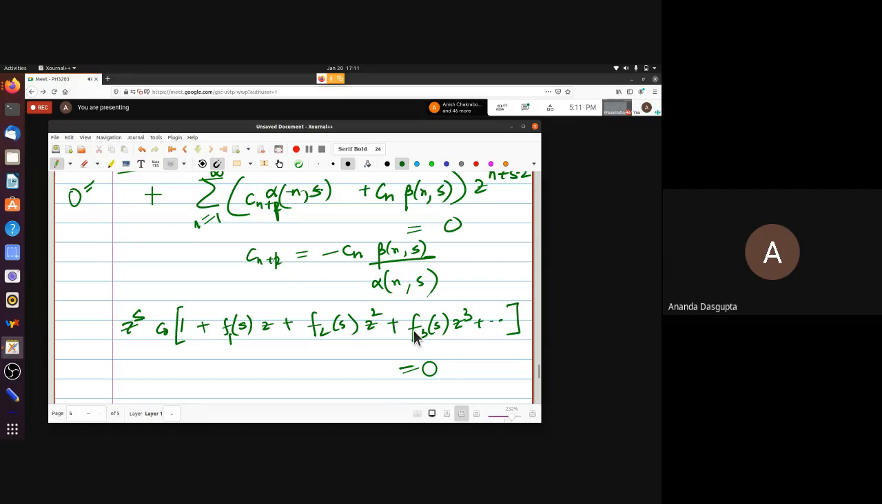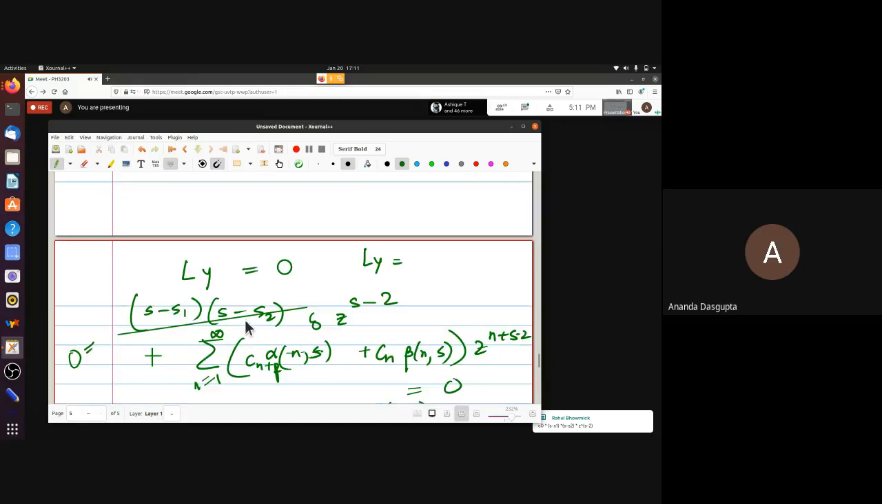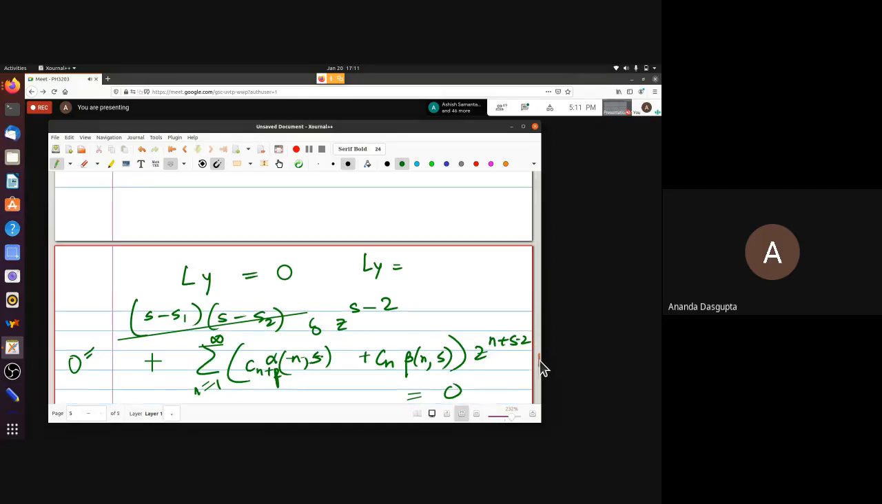I'm not putting S equal to S1 or S equal to S2. I just left S as a parameter. If I plug this in and apply L on this function, what will I get? That should be obvious, by the way. What you will get is exactly what is left here. All the other coefficients are forced to be 0. That's how I chose the ratios.